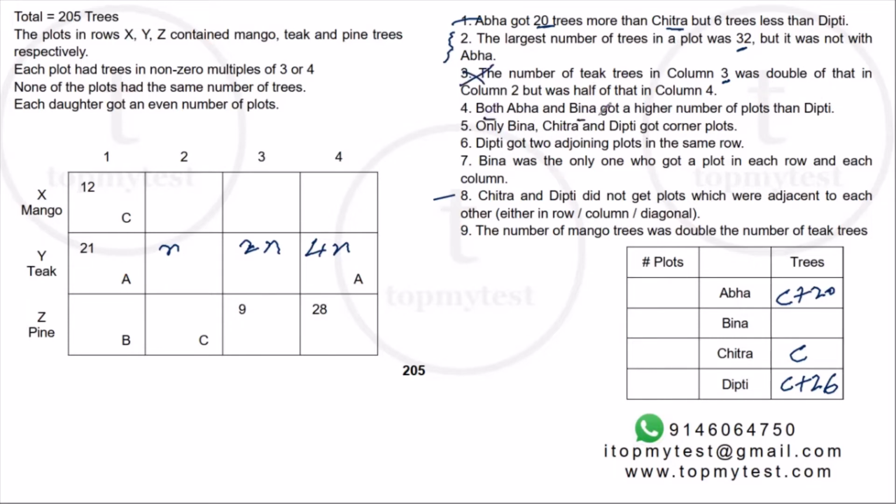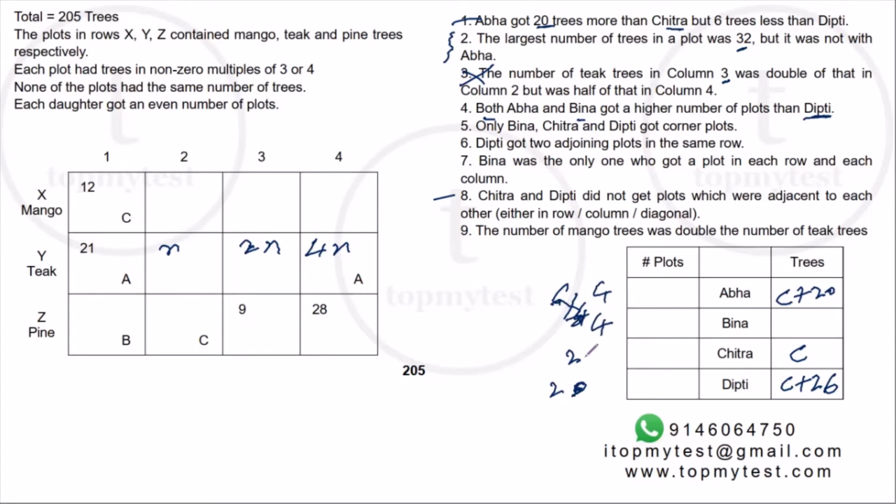Both Abha and Beena got a higher number of plots than Deepti. Okay, so you can have something like this. So you can have Abha or Beena at 6 and 4, Chitra at 2, Deepti at 0. Right? But can Deepti have 0 plots? Deepti cannot have 0 plots because Deepti has more trees than Abha. So Deepti will have at least 2 plots. Right? So the only way possible is 4, 4, 2, 2.